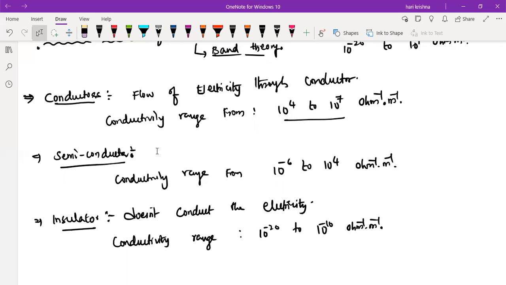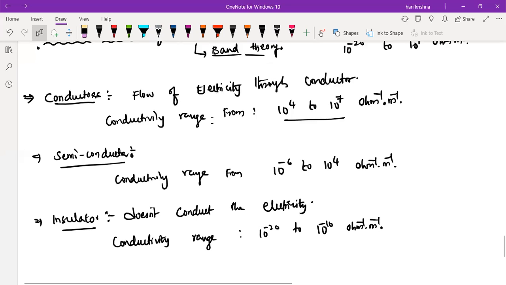Semiconductors, what is the range? What is the range for semiconductors? 10 power minus 6 to 10 power 4.